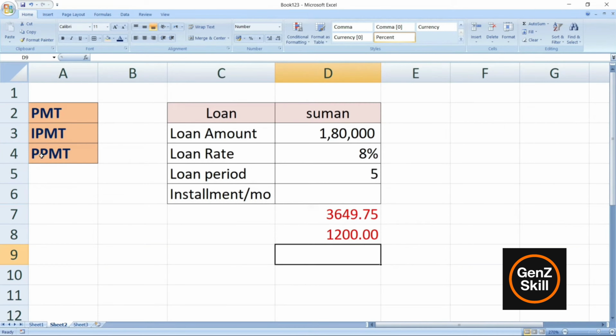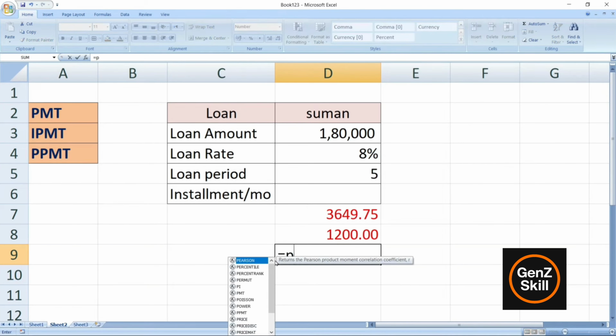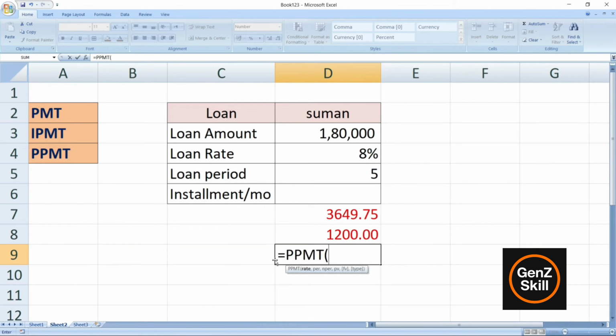Next one we have to find which principal we repay. To find principal, we can use the formula PPMT. Same method as IPMT. Select the loan rate, divided by 12, and select which month, 1, and select the loan period in years. So we can convert into months, comma, and loan amount. Close the bracket, hit enter, see the result.